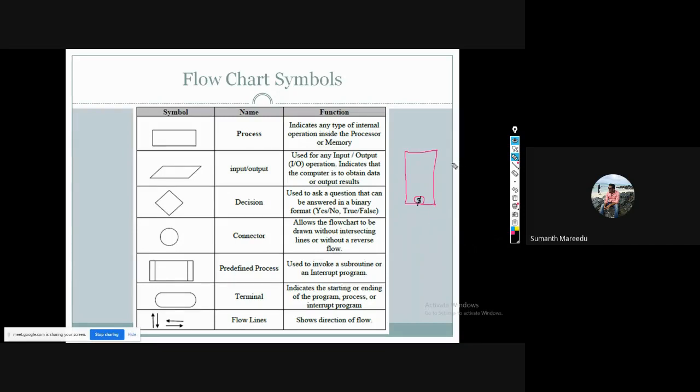The same symbol has to be used in the page where you are continuing this flowchart. Suppose I start drawing the remaining part in the second page, here the first symbol I need to use is this connector with the same symbol. And then here I can continue with the remaining symbols or shapes, whatever I want. So this is what a connector is. Okay, sir. Thank you.